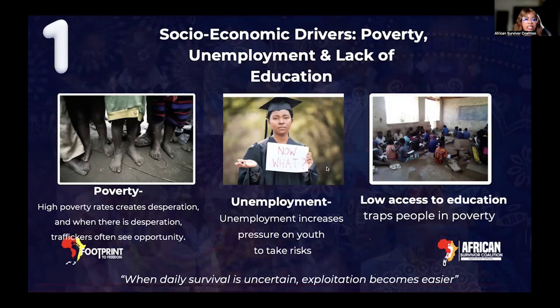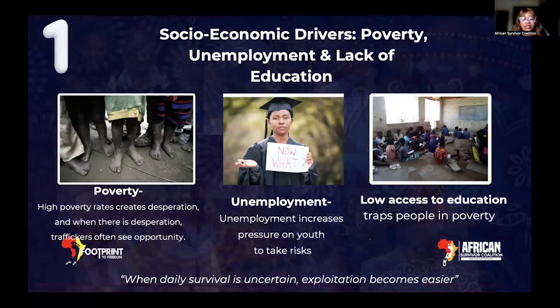Another root cause is low access to education. Low access to education traps people in poverty. In many African societies, schools are either very far or expensive, or the quality is so poor that children are barely learning. As you can see in the picture, children are sitting on the floor to learn. There are no furniture, and there's no conducive environment for them to learn. And when the environment is not conducive, they would barely be able to learn because they're already struggling as it is.